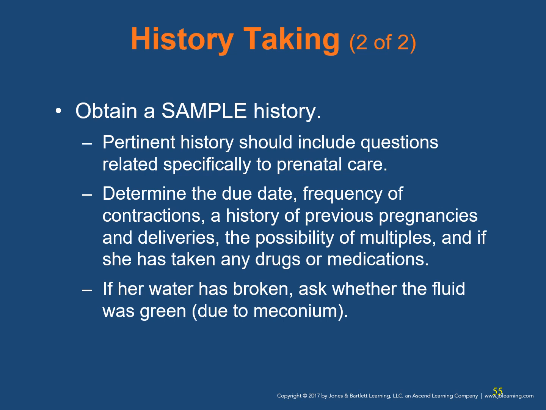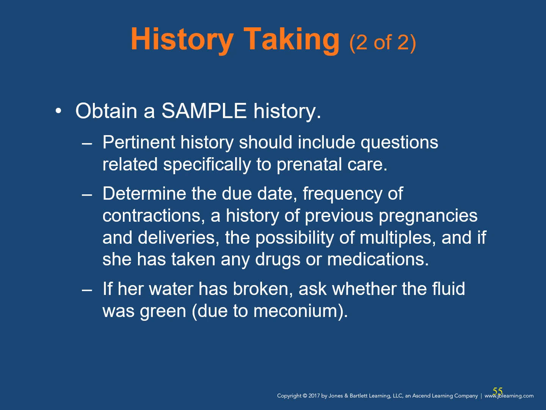Obtain a SAMPLE history. Some pregnant women have a history of medical problems for which they take prescription medications. Some women have no history of medical problems and require no medications during pregnancy. Pertinent history should include questions related specifically to prenatal care. Identify any complications the patient may have had during the pregnancy or potential complications during delivery. Determine the due date, fetal movement, frequency of contractions, and a history of previous pregnancies and deliveries and their complications.